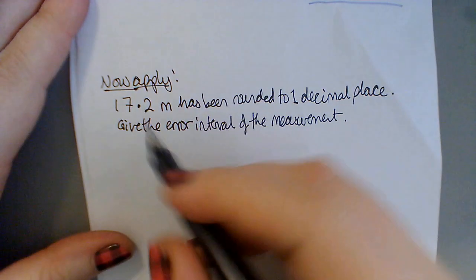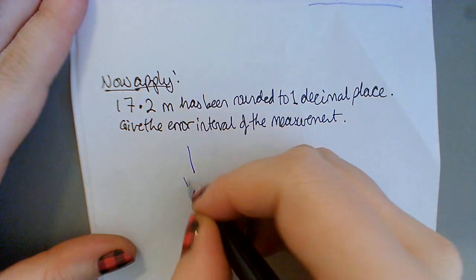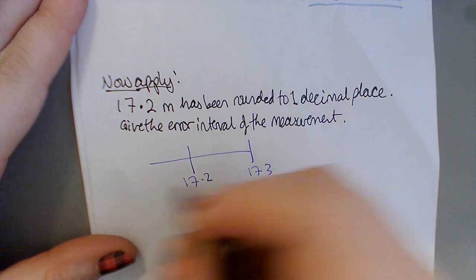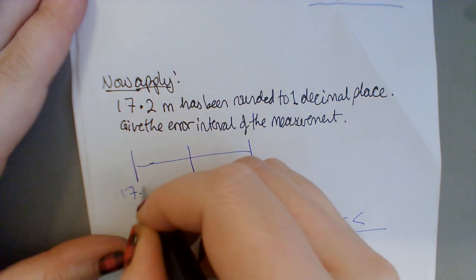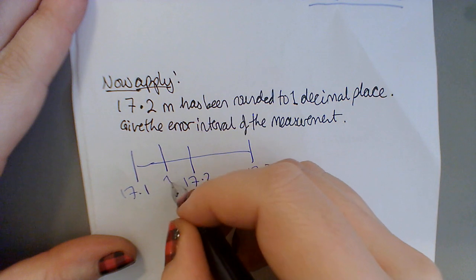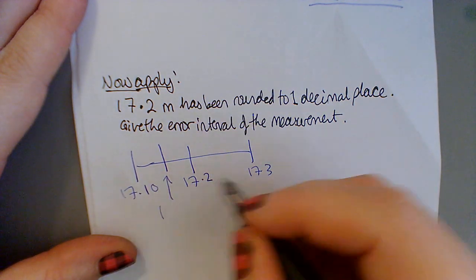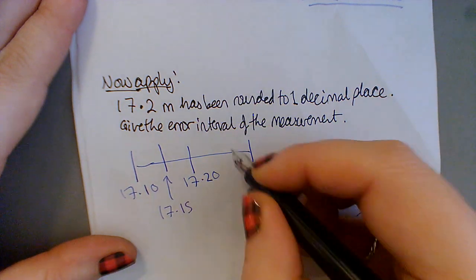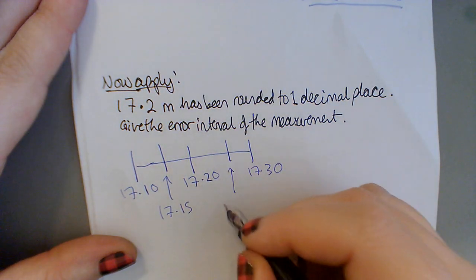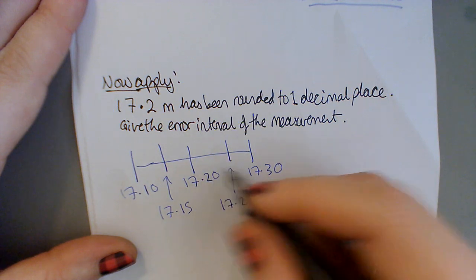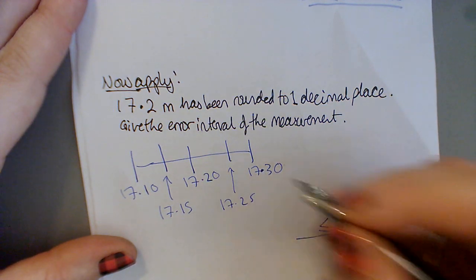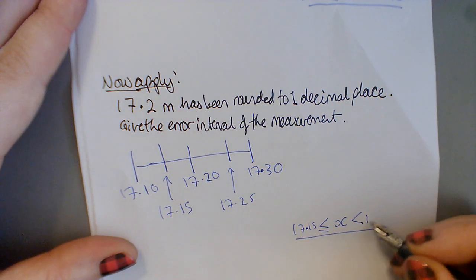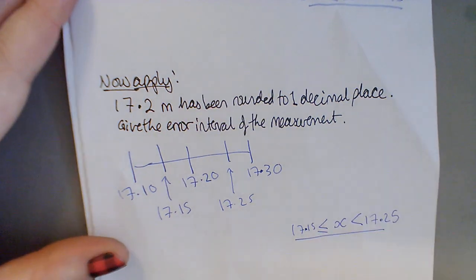Are we ready? So 17.5, 17.2 in the middle, 17.3, 17.1. Halfway in between then would be, well, let's pop our zeros on, make our life easier, 17.15, and that would be 17.25, halfway between 20 and 30. So that will give me 17.15 and 17.25. Hope you got that right.